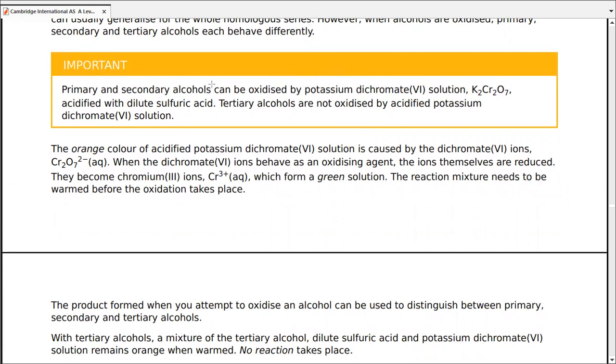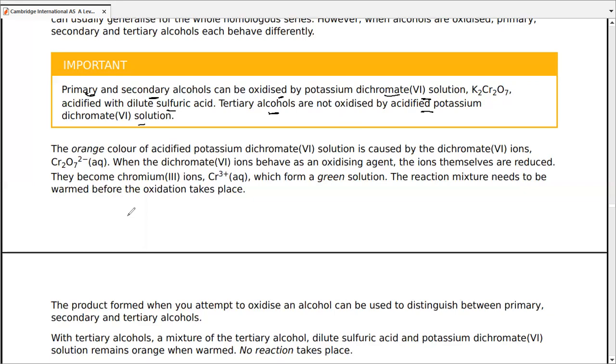First things first, primary and secondary alcohols are the only ones that we can oxidize by using a strong oxidizing agent such as potassium dichromate 6 in acidified form. We usually acidify it with dilute sulfuric acid. Tertiary alcohols are not oxidized at all by any of the strong oxidizing agents, be it acidified potassium dichromate 6 or acidified potassium manganate 7. So the test is going to come out positive only for primary and secondary alcohol.